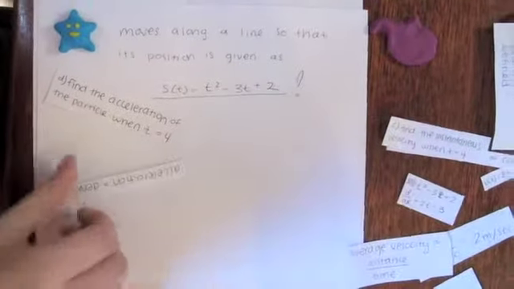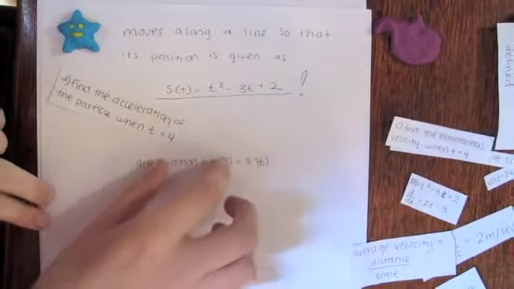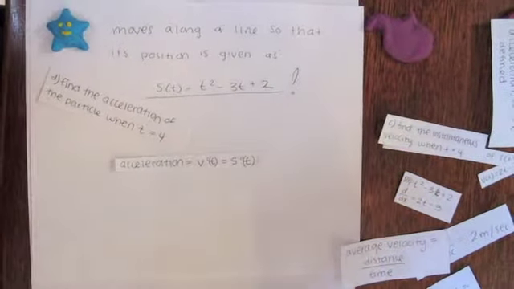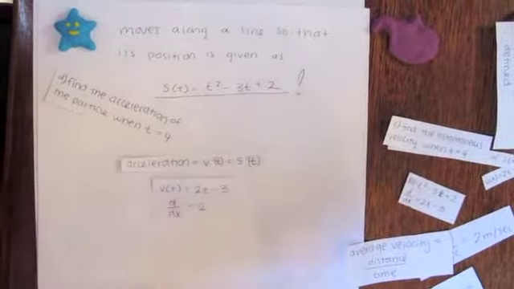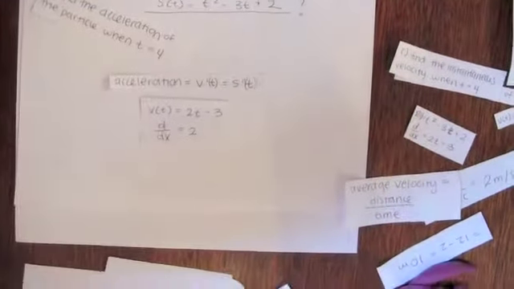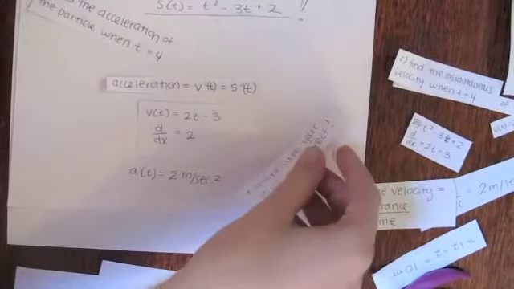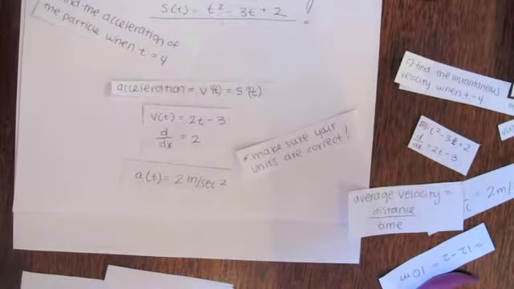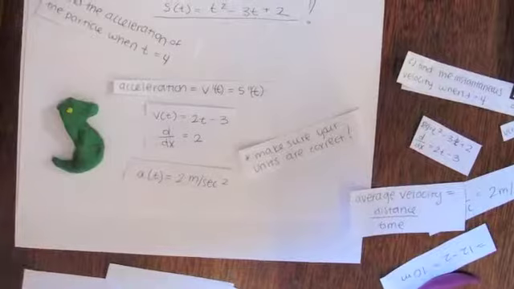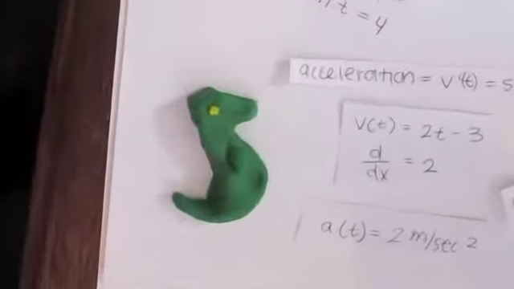Okay, now we're finding the acceleration of the particle when t is 4. We already know that acceleration is the derivative of the velocity and the second derivative of the position. So, the derivative of the velocity equation, which is 2t minus 3, is 2. So, the acceleration is 2 meters a second for the entire equation.